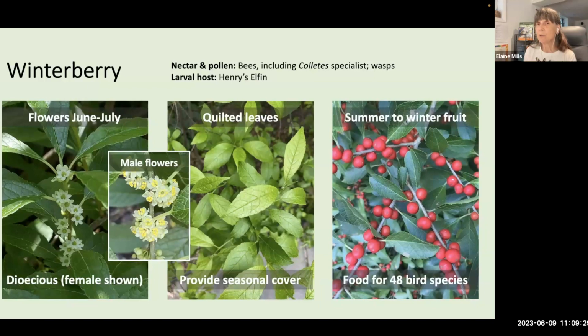It tends to do best for the birds when it goes through a freeze and thaw cycle. So you sometimes may see the fruit lingering on into the winter, even after the leaves have dropped.